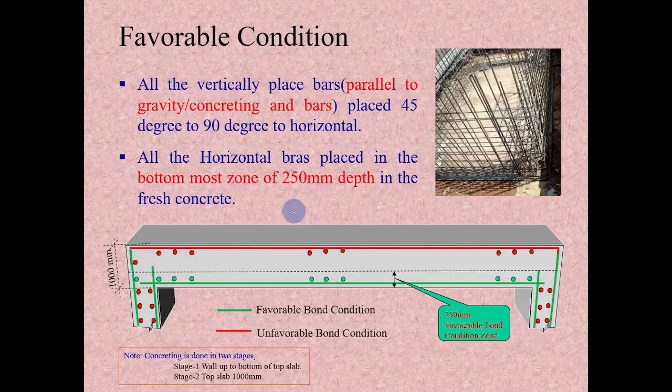When the total thickness of the element is less than 250 mm, then all the bars we can consider as a favorable bond condition. Since in this example I assumed a 1 meter depth, the bars provided within the bottommost 250 mm zone we can consider as a favorable bond condition. All the other bars we should consider as an unfavorable bond condition.